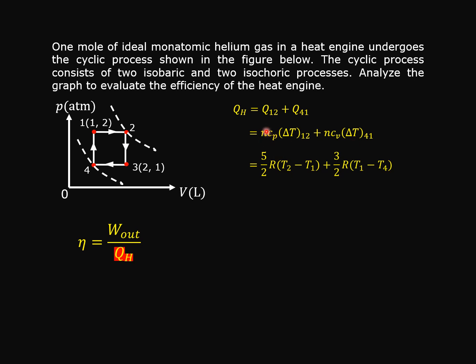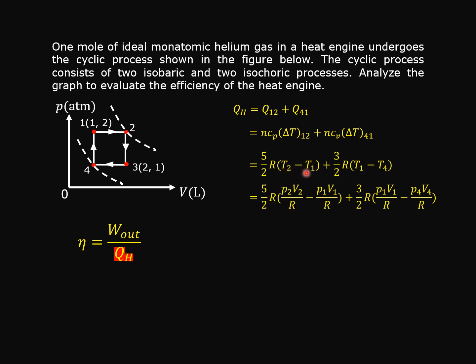But we know that n, the number of moles of the gas in the heat engine, is equal to 1 mole. Therefore, we substitute n as 1. And the Cp value for the monoatomic gas is 5 over 2 R. Cv value is 3 over 2 R. Delta T between these two states is T2 minus T1. Similarly, for the delta T from state 4 to state 1, the temperature change is equal to T1 minus T4. We use the final temperature minus the initial temperature.